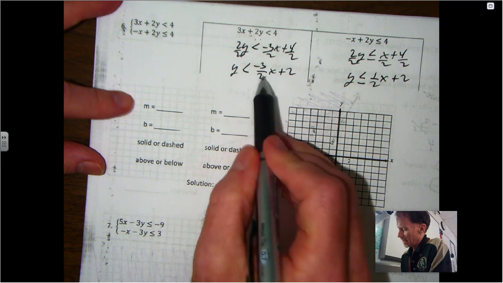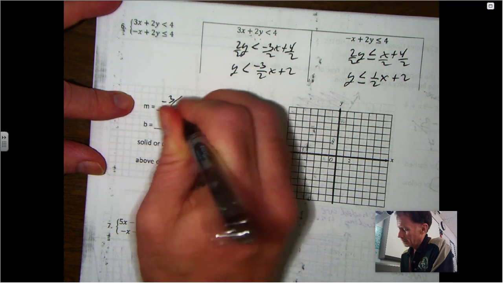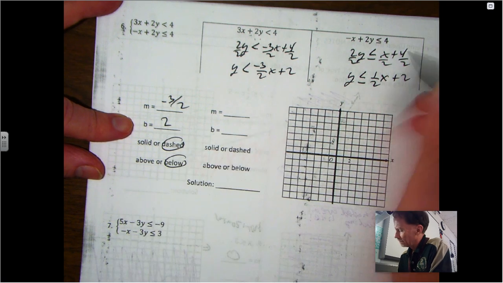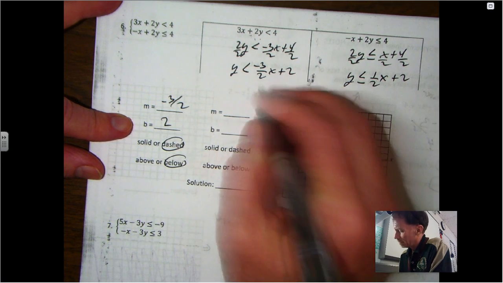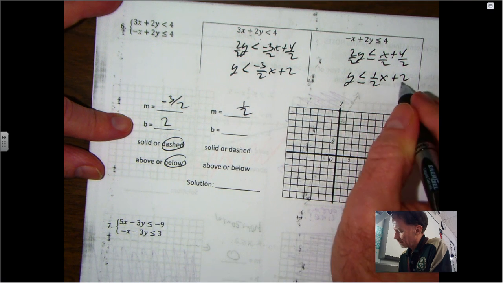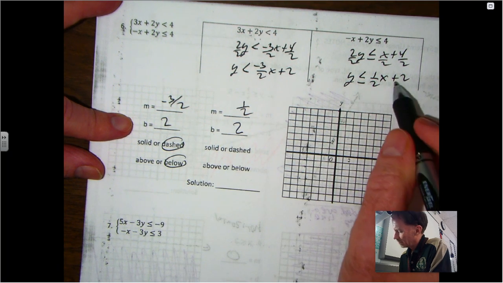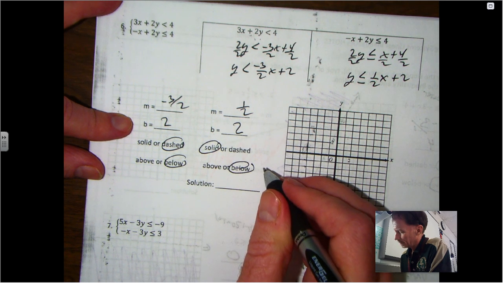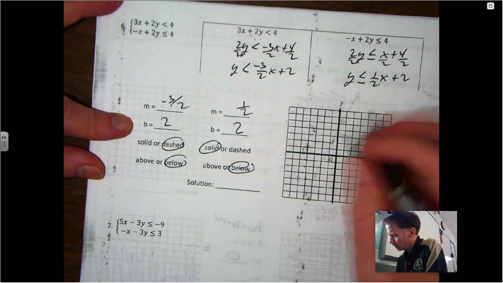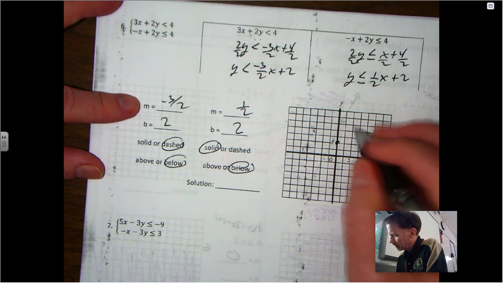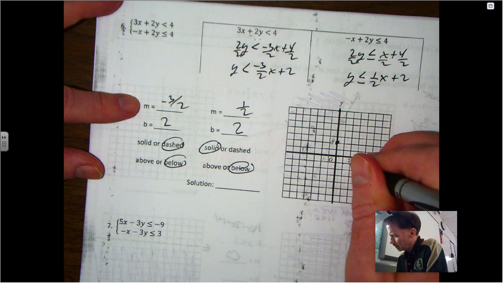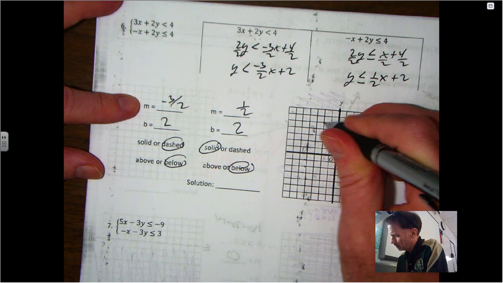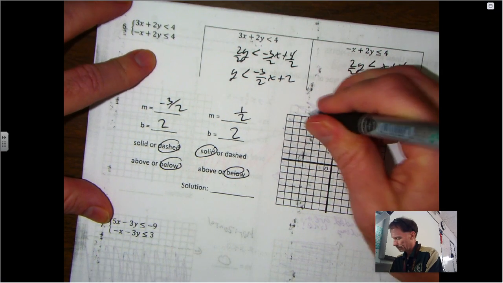Then we'll do our lines. So we have the slope of -3 over 2, y-intercept of 2. It's dashed and below. And this guy is going to be the slope of 1/2, y-intercept of positive 2, solid, and also below. Okay, so let's go and do those. So we have the y-intercept of 2, negative 3 over 2. 1, 2, 3 over 2. And I'm just going to do a couple of lines just for the sake of time. 1, 2, 3, 1, 2. We know it's going to be a dotted line.